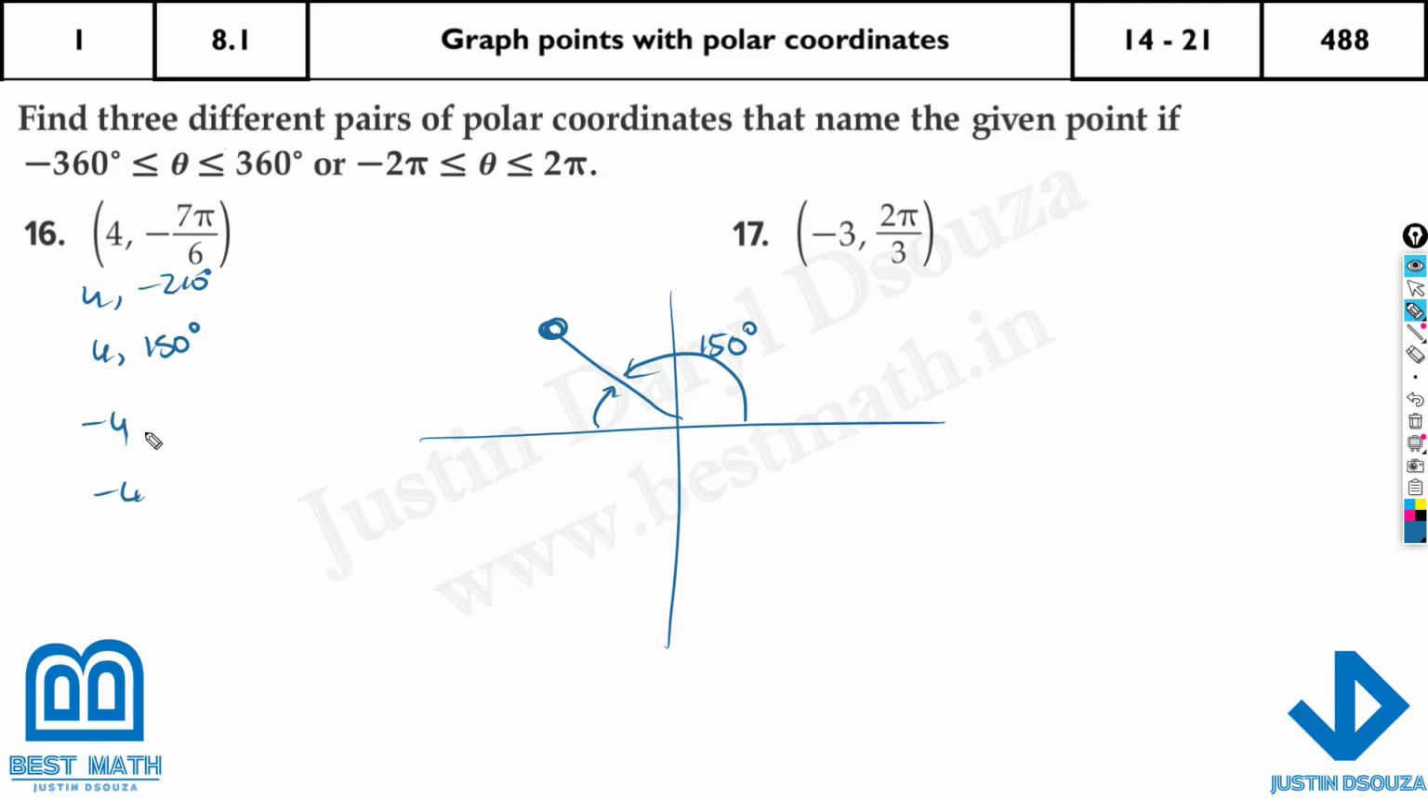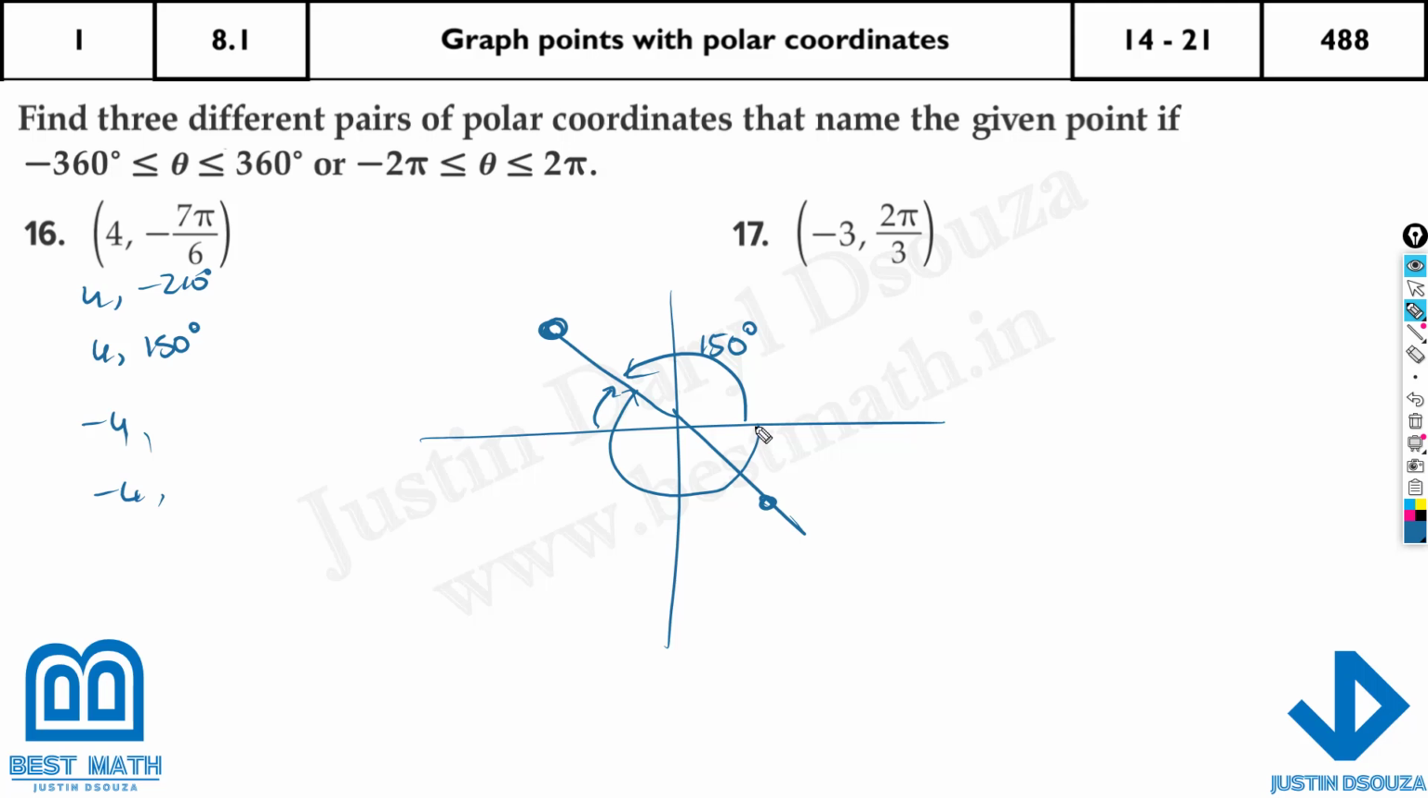Two other points would be negative 4. So what will be this one? It is going to be this point over here, and then you reverse it. So it's minus 4, isn't it? How would you come over here? So we have 210. Just subtract 180 from it. I'm not going to take the negative.